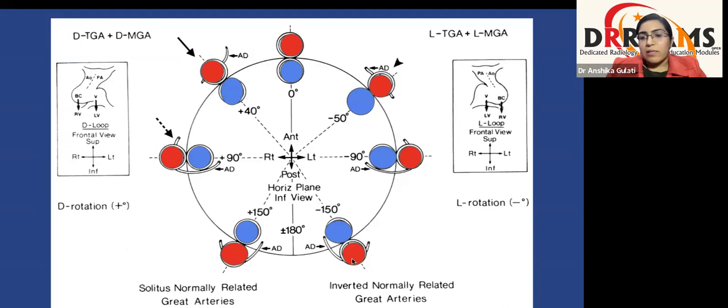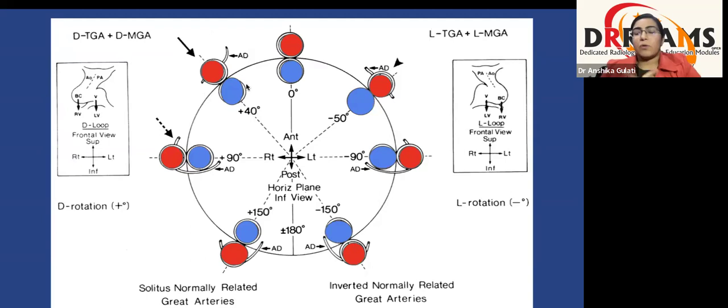So this is known as the mirror image. See, this is the normal relationship, and this is exactly the mirror image. So we say this is normally related great arteries, and this is inverted but still normally related. Why? Because aorta is posterior. Just remember that the aorta has to be posterior to the pulmonary artery. If posterior and to the right, it is normal related. If posterior and to the left, it is mirror image or the inverted relation.